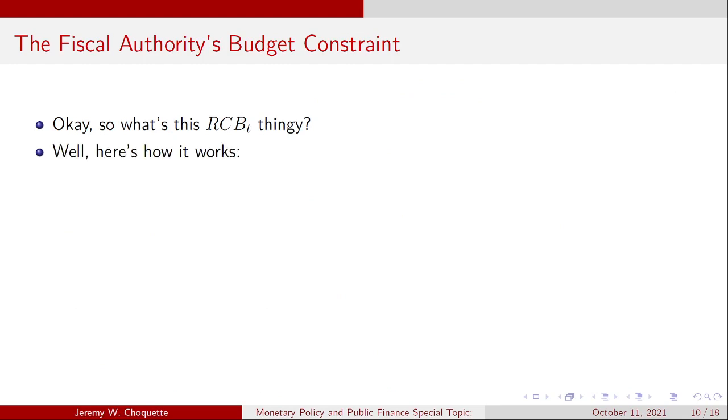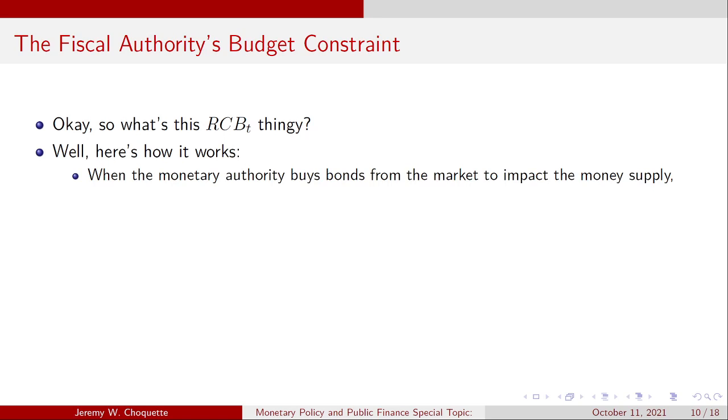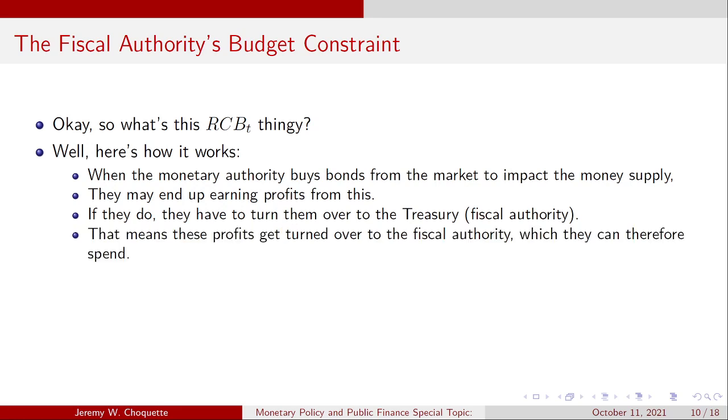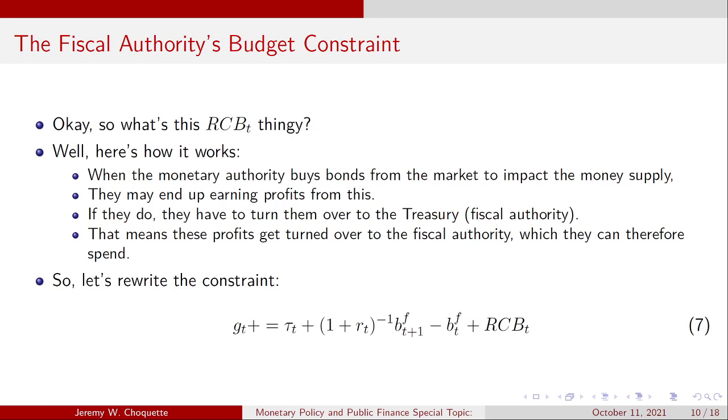So what's this RCBT thingy? Well, here's the way it works. Monetary authority buys bonds from the market to change the money supply. Now, they may end up earning profits from this, and if they do, they have to turn them over to the Treasury, which is the fiscal authority, right? So if you've ever heard anybody go on about the Federal Reserve and how it's this evil Ponzi scheme or trying to extract wealth from the United States public, and they're making all these profits off their monetary policy and keeping it, whatever, that's all bullshit. Okay, I hope you don't mind me saying that, that's bullshit. What's happening is, if they earn any profits from it, that immediately gets turned over to the Treasury. So when that gets turned over, it means the government can spend it, but the Federal Reserve isn't just sitting on massive amounts of these profits or anything like that.